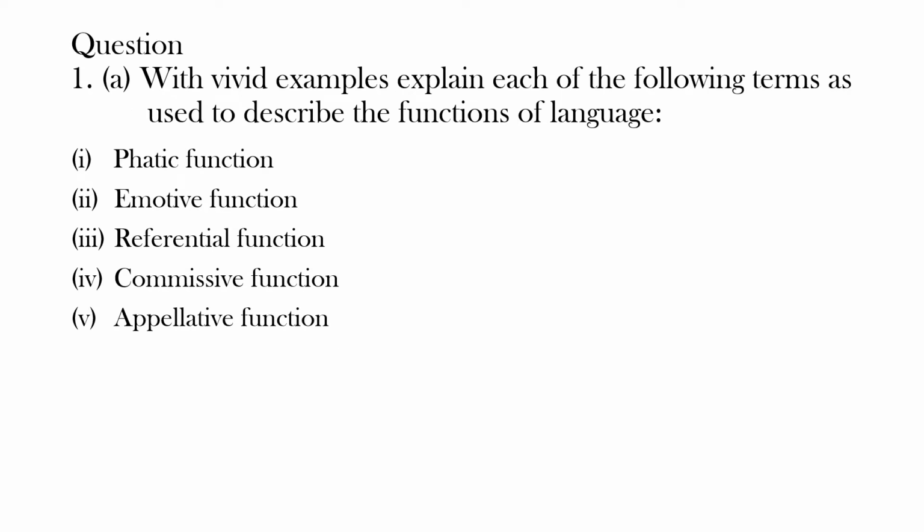Question number 1. A. With vivid examples, explain each of the following terms as used to describe the functions of language. Roman 1, phatic function. Roman 2, emotive function. Roman 3, referential function. Roman 4, commissive function. And Roman 5, appellative function.